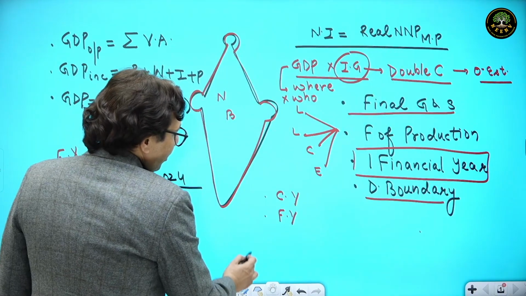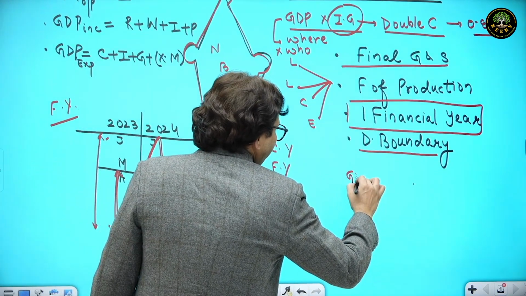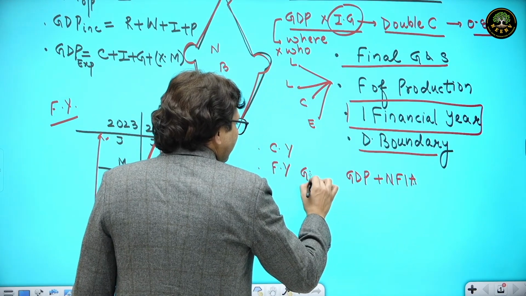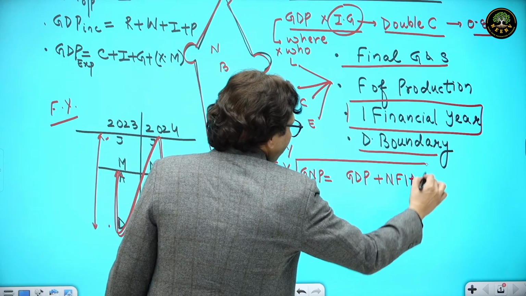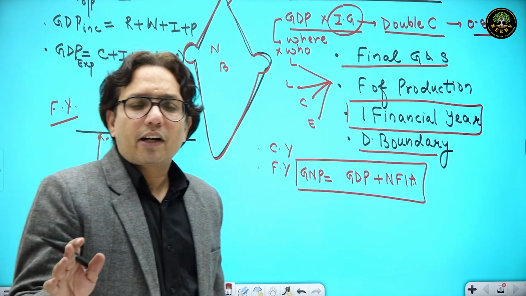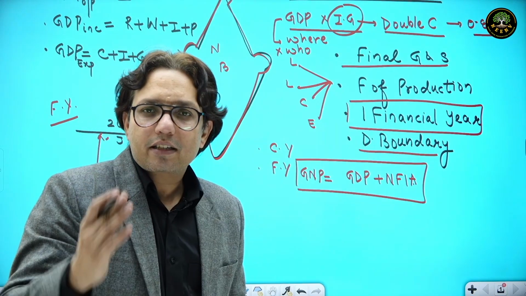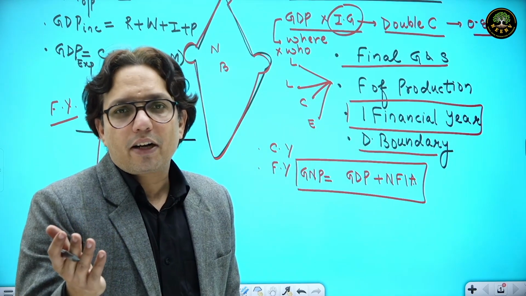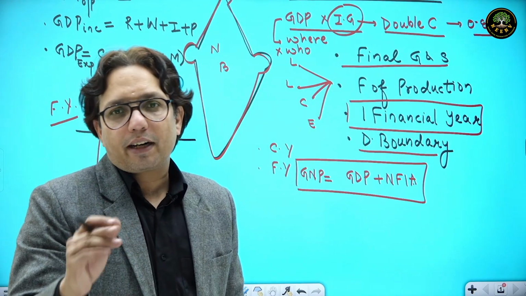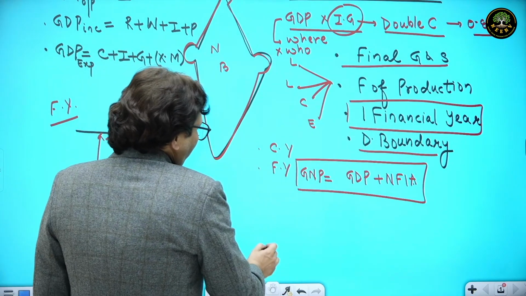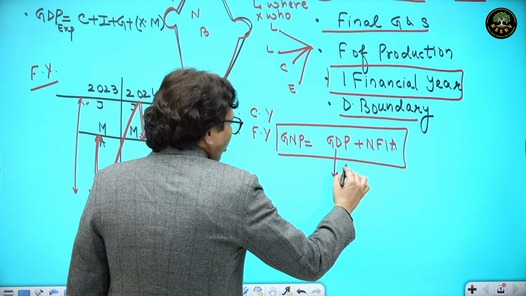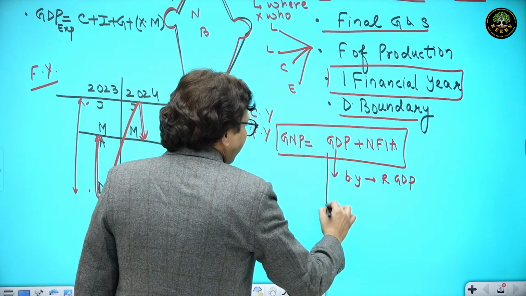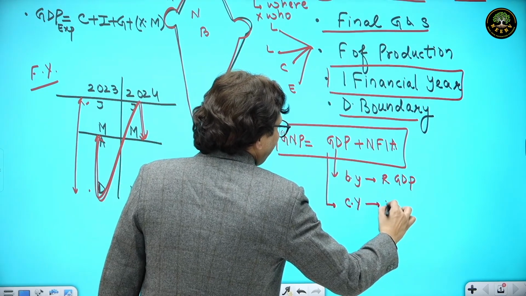And then if we add net factor income from abroad to GDP, I get GNP. So what is GNP? It is GDP plus net factor income from abroad. What is net factor income from abroad? We have discussed this in a previous question on national income, so I won't be getting into that discussion. Whether it is positive or negative. Now, if this GDP is calculated at base year's price, I would have a real GDP. And if this GDP is calculated at current year's price, I would have a nominal GDP.